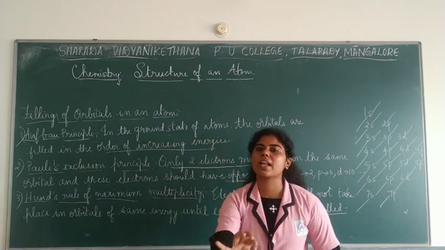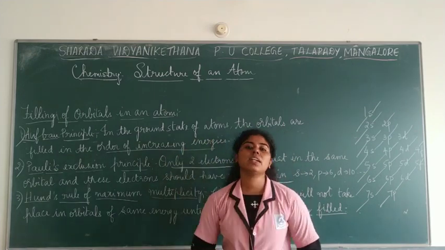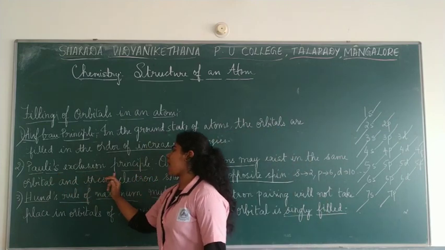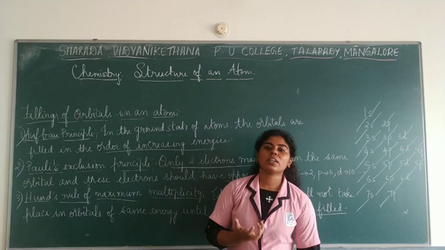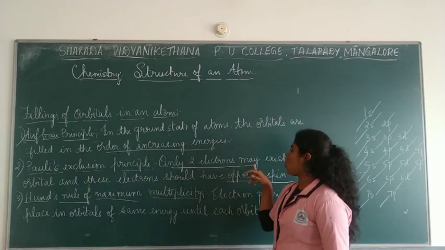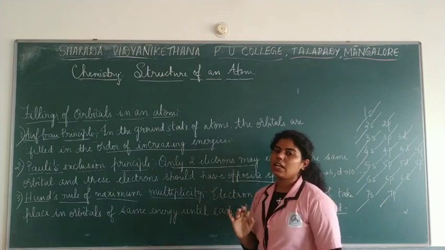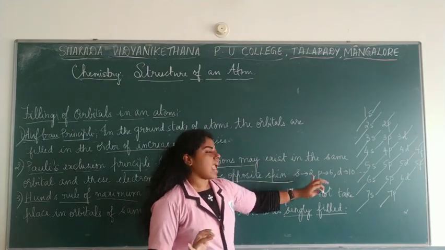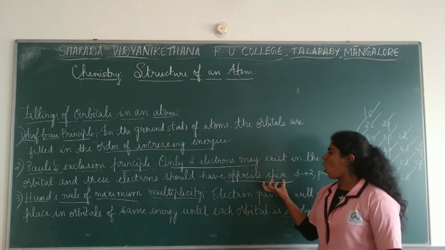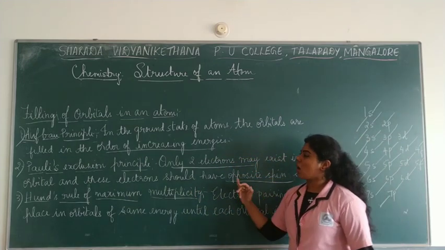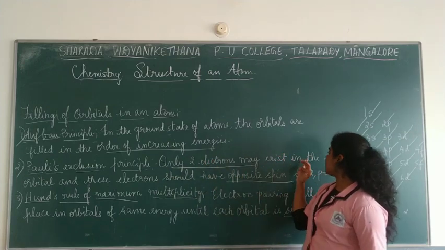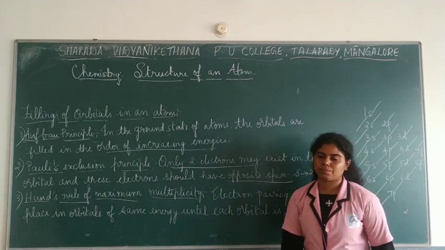So based on energy we are going to fill the electrons in different orbitals. The second one is Pauli's exclusion principle. Now what does this rule say? Only 2 electrons may exist in the same orbital, and these electrons should have opposite spin. Very easy to understand: only 2 electrons may exist in the same orbital.